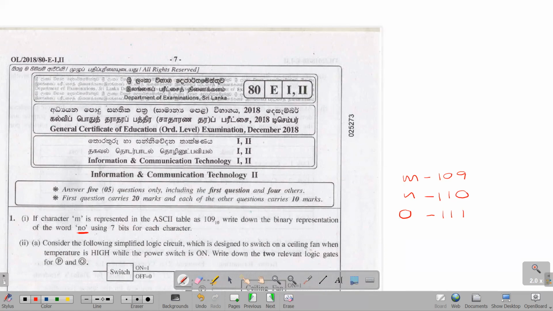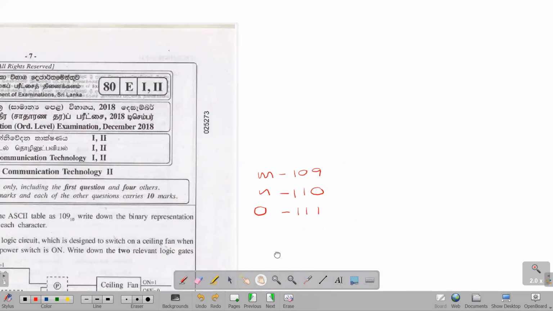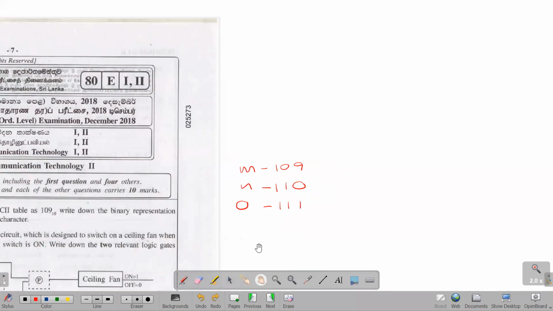All right. So if you take 110, you can convert the 110. How? By doing the simple calculation. Right. So let's say 110.